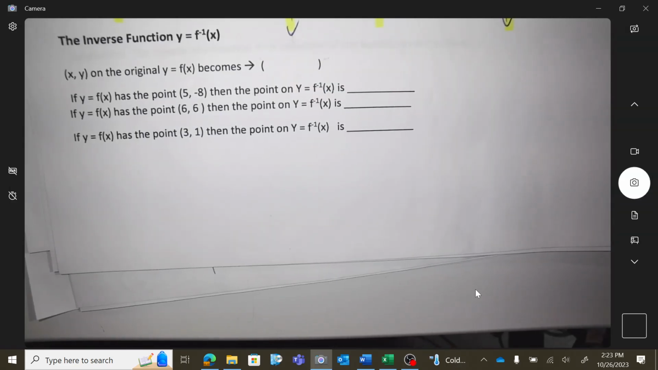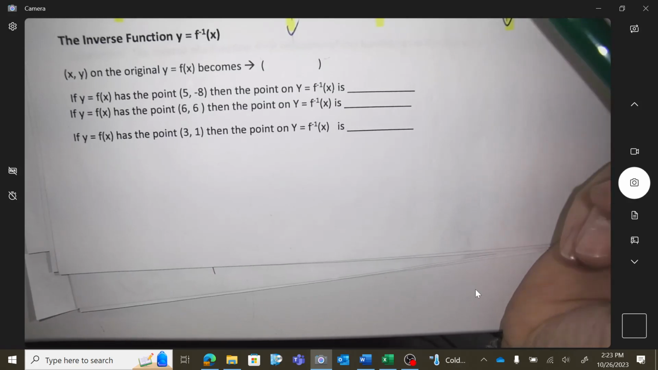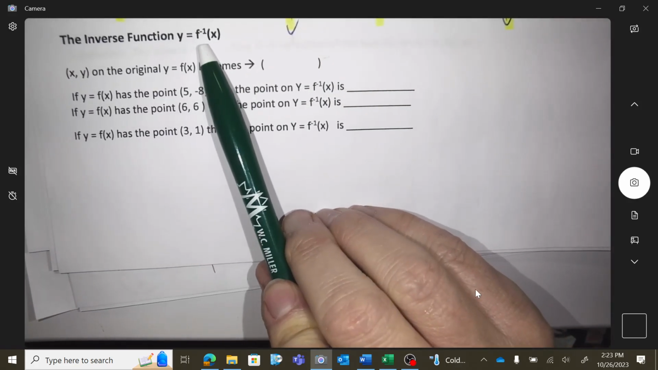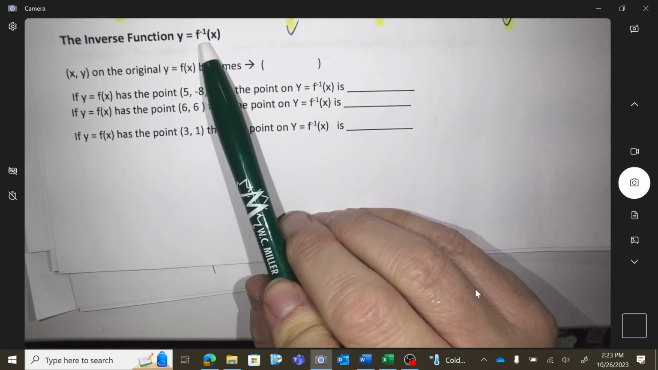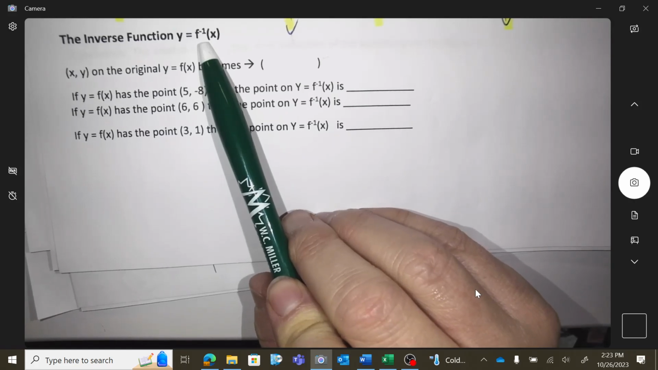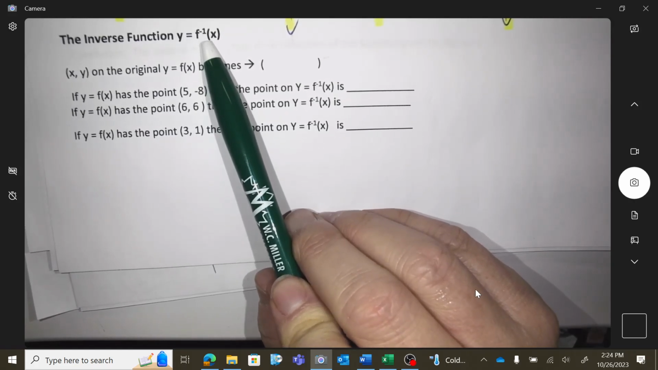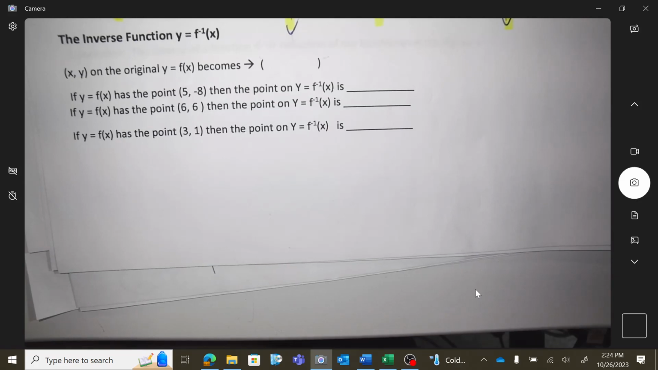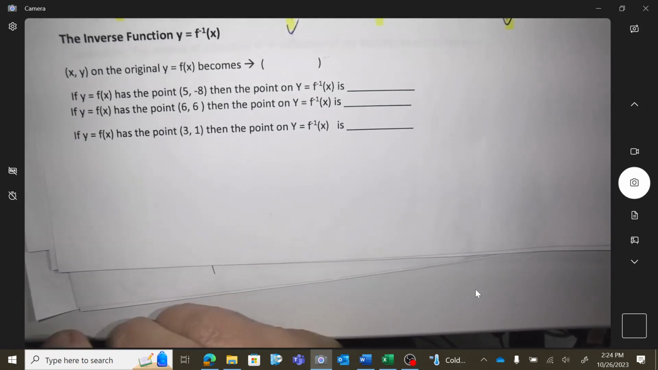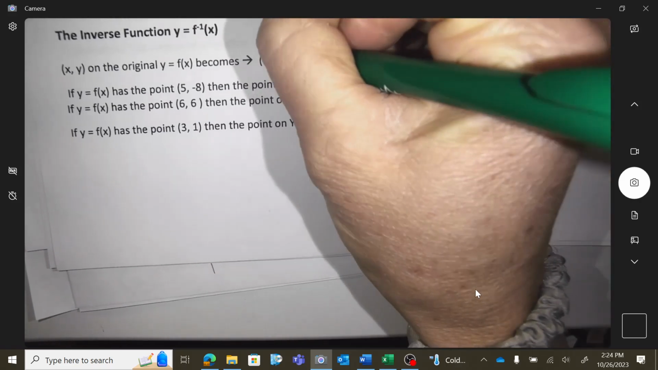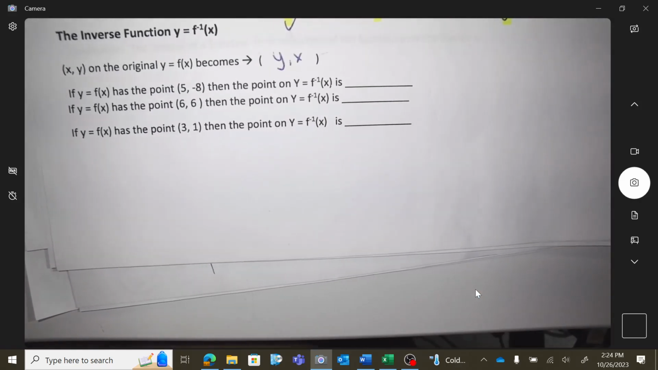Okay, so the inverse, and the symbol for inverse is this, which you've seen before when you've done something like sine inverse, right? The little -1 symbol. So the inverse function: what happens to a coordinate (x, y) when you do an inverse to it? It becomes (y, x). So I'm doing a switch.